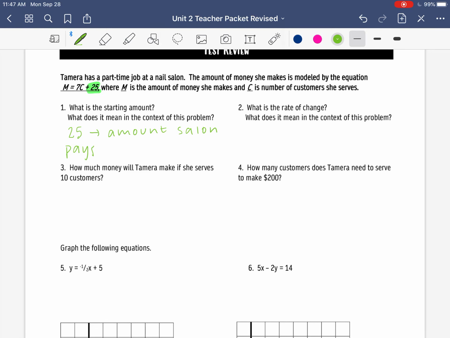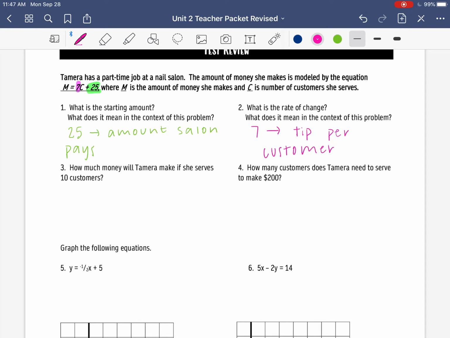The rate of change is going to be the number that is next to our variable. So in this case, the 7 right here. So the rate of change is 7. And it's 7C. So she's getting $7 for each customer. So we can think about that. That's going to be a tip. So that's the amount of tips she gets per customer.